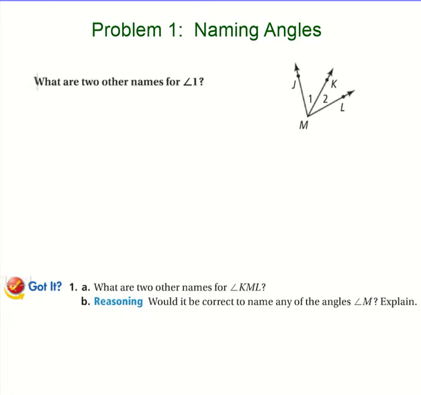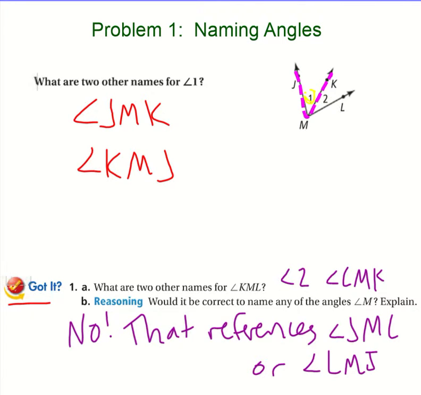Here we have some different angles. What are two names for angle 1? Well, angle 1 is right here, and if we trace that angle, it goes like this. So two names that we could give it are angle JMK and angle KMJ, and both of those names would be appropriate. What I'd like you to do now is pause the video and answer Question 1 down in the got it section. Check your answers with mine.